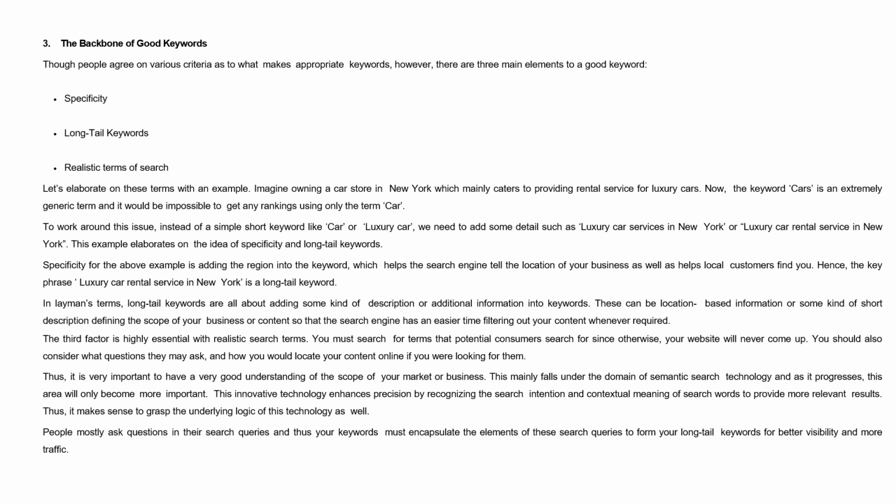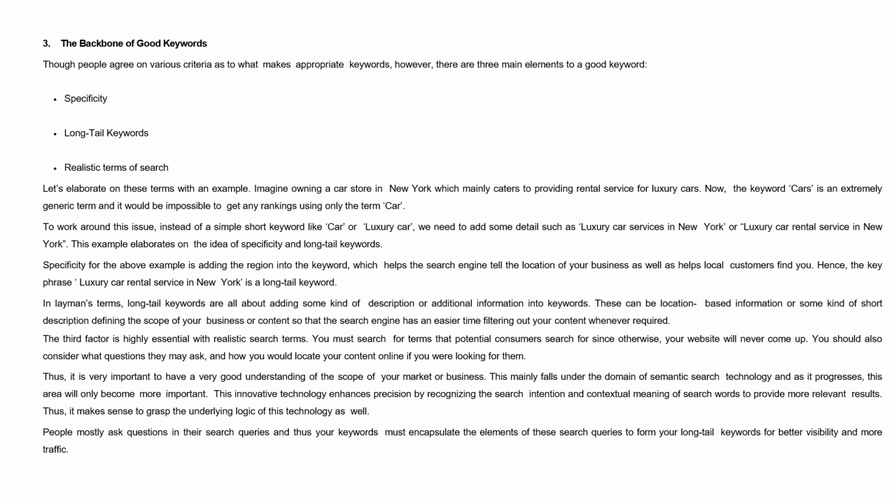Hence, the key phrase luxury car rentals service in New York is a long tail keyword. In layman's terms, long tail keywords are all about adding some kind of description or additional information into the keyword. These can be location based information or some kind of short description defining the scope of your business or content so that the search engine has an easier time filtering out your content whenever required.